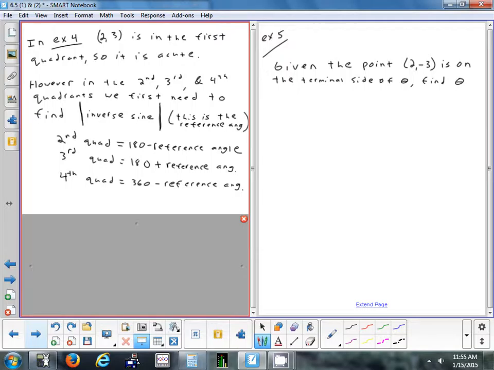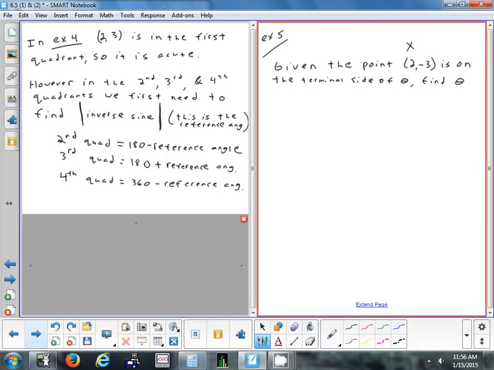I'm going to show you why you have to do that right now on this problem. So they want us to find theta. Again, you have a choice of any trig function you want, but let's stick with inverse sine. Okay, so we've got x, we've got y. What's the letter that I'm missing? I need r, or I need the hypotenuse, if you want to think of it that way.